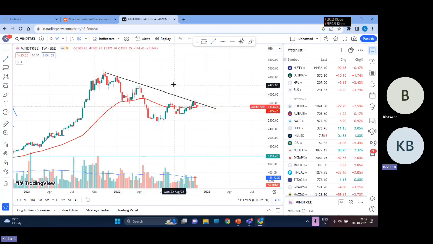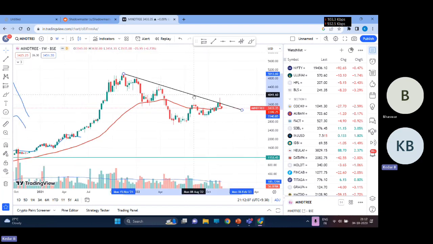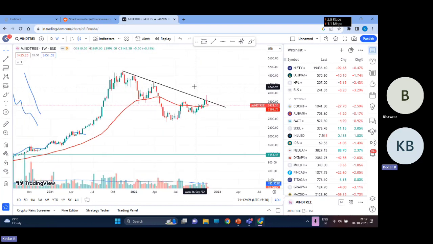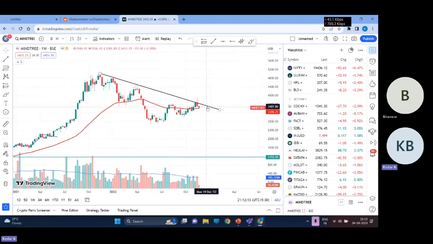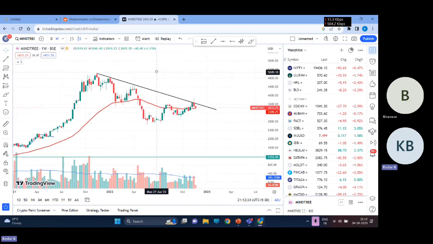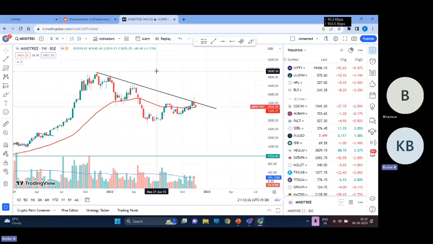You will learn all of this. If you know it, it's even better. If not, I'll teach you. It's just a basic concept. This black line is a resistance line. So it's a major resistance. It is not allowing the stock to get past this line. So you can clearly see that just by looking at the chart you can avoid losing your money.